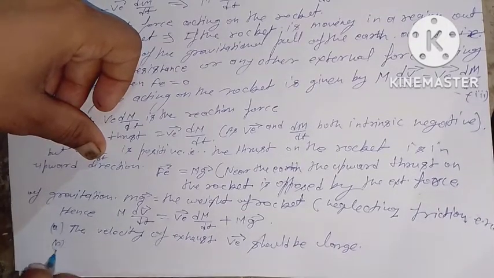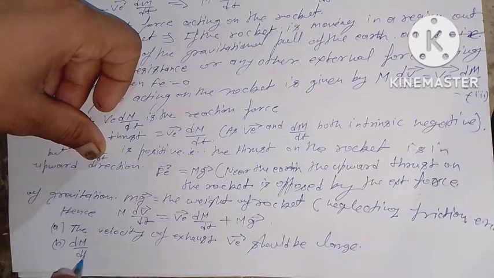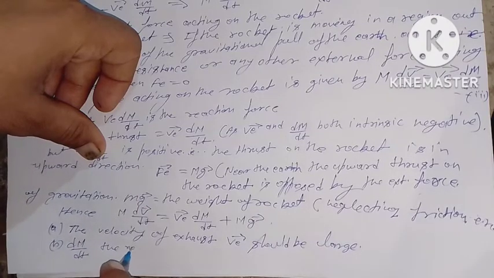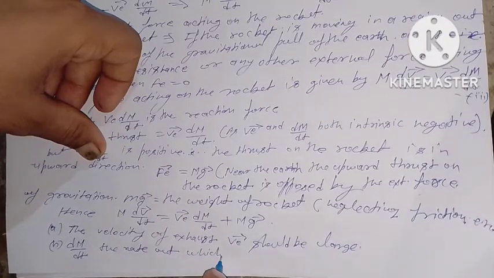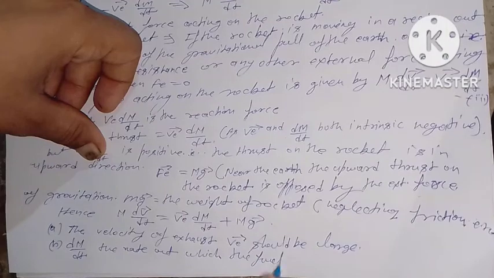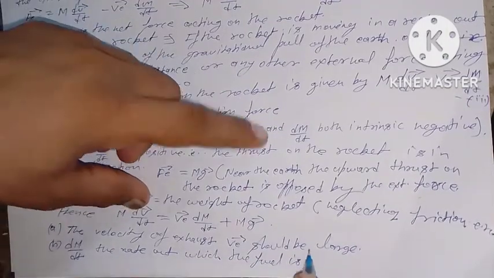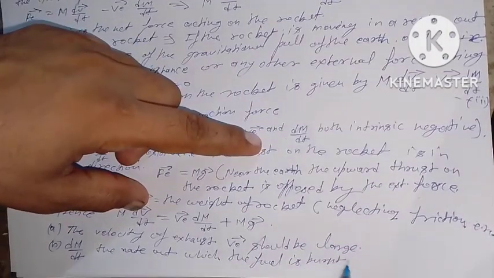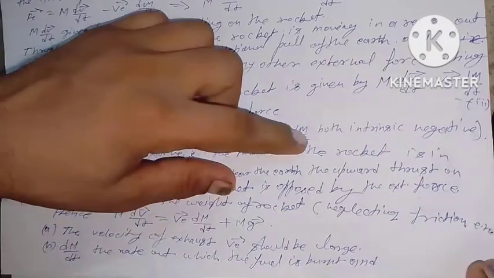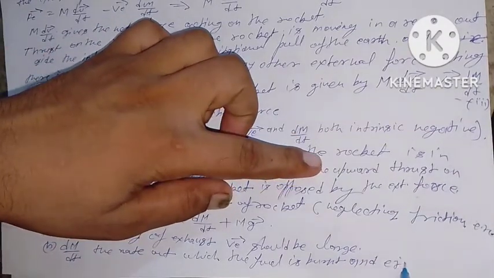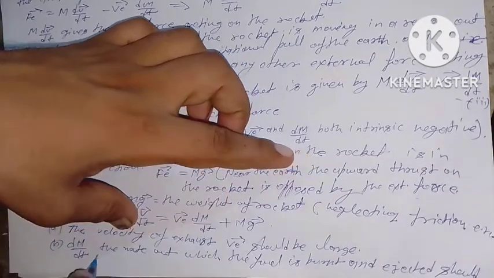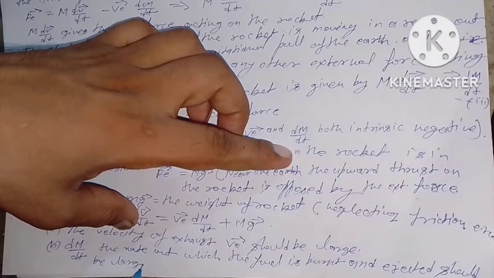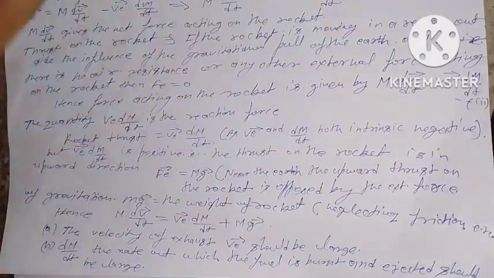And dm upon dt, the rate at which the fuel is burnt and ejected, should be large.